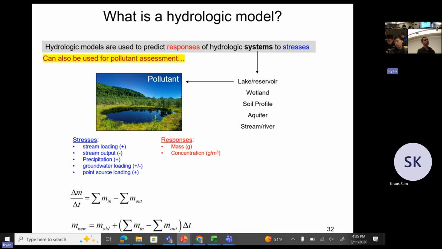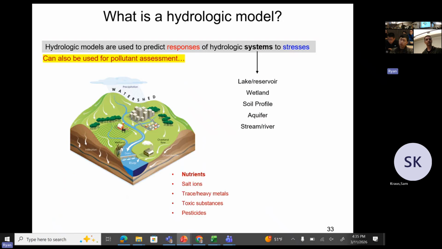And again, if we want to calculate the mass at a new time, we take the old mass plus the change in mass times the time step, and we figure out the new mass. And then concentration is the new mass divided by the new volume. And we have these concentrations that we can look at and see how they compare with targets that you want for different pollutants. So now we have a water quality model in addition to hydrologic models.